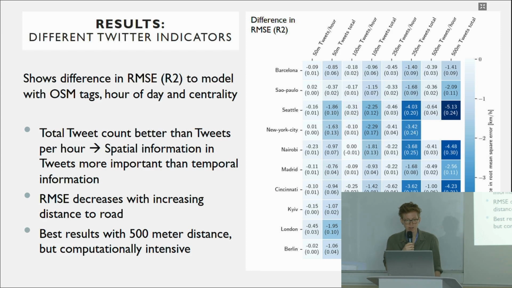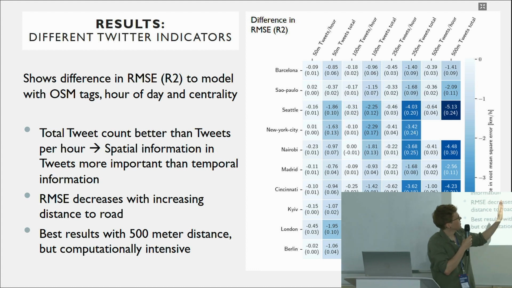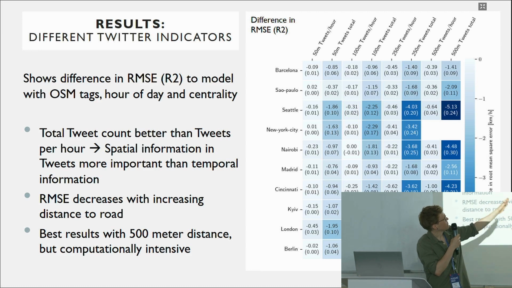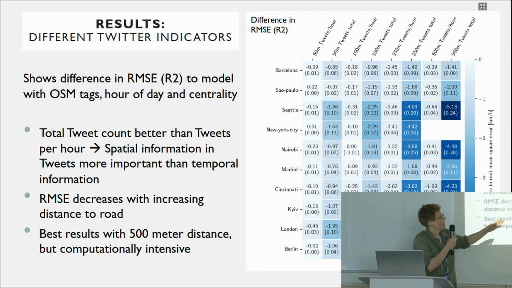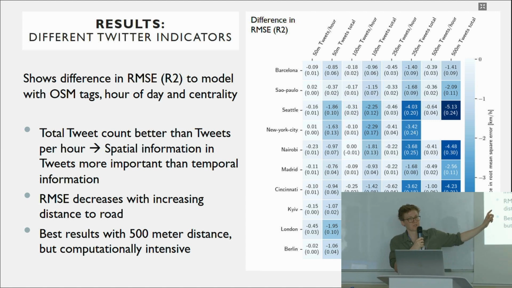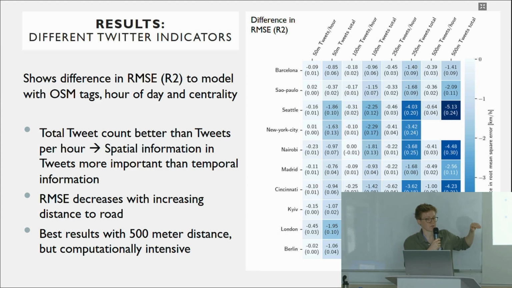Then we looked at different Twitter indicators. As you remember, we aggregated spatially using different buffer distances from 50 meters to 500 meters, and we aggregated by hour and by the total tweet count. In the figure, the first column is, for example, the 50 meter tweets per hour, and then 50 meter tweets total. This always shows the difference in root mean square error compared to the model which takes into account the tags, the hour of the day, and centrality.